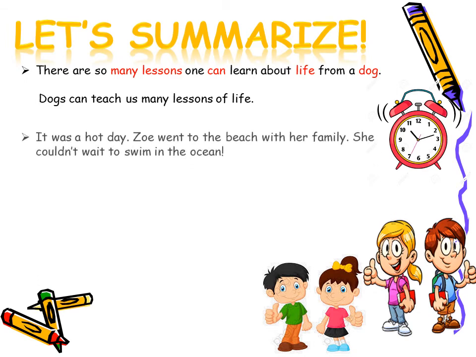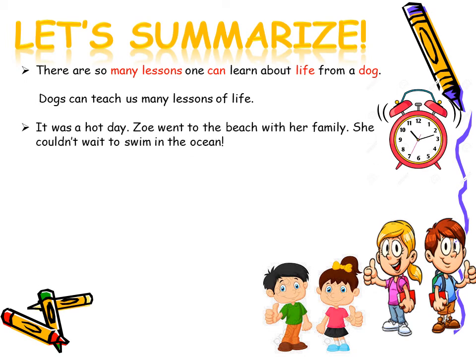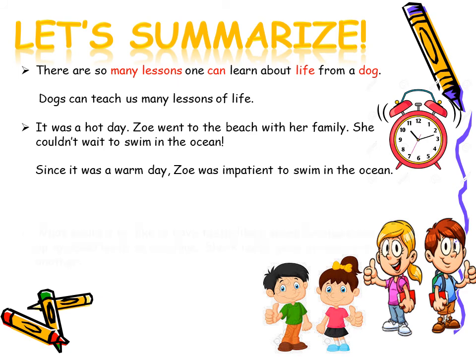Let's move to the second one. It was a hot day. Zoe went to the beach with her family. She couldn't wait to swim in the ocean. Well, pick only the keywords and you have to write in your own words, but make sure you do not damage the meaning of it. Since it was a warm day, Zoe was impatient to swim in the ocean.